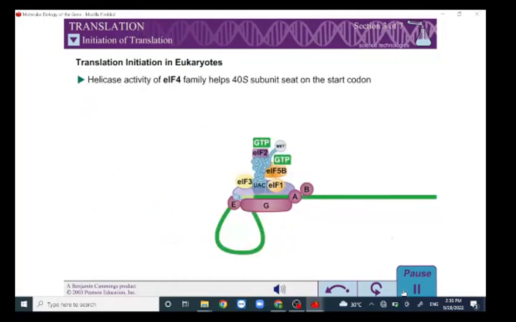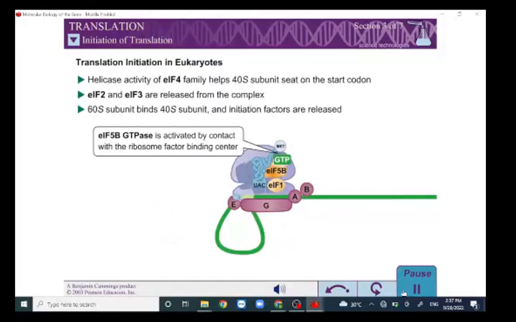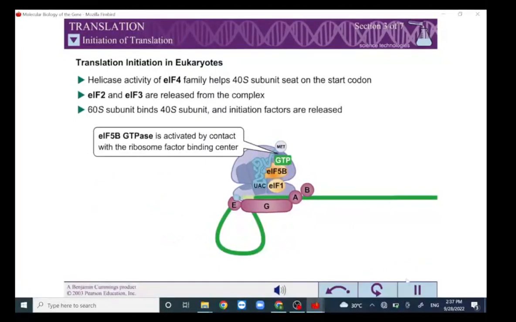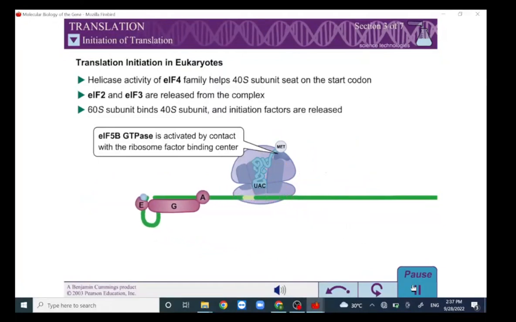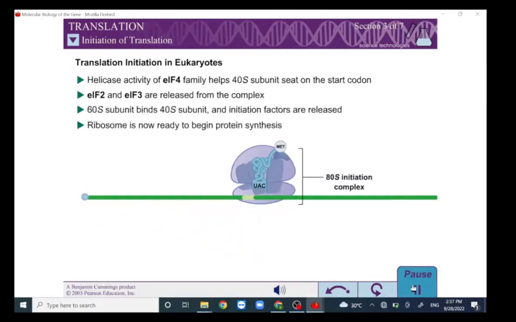Once that part is removed, once the EGAB part is removed, what happens is, now can you see? Now EGAB is going to be slowly moving, and slowly there is going to be a beginning of your translation. So now your ribosome is ready to begin the protein synthesis.